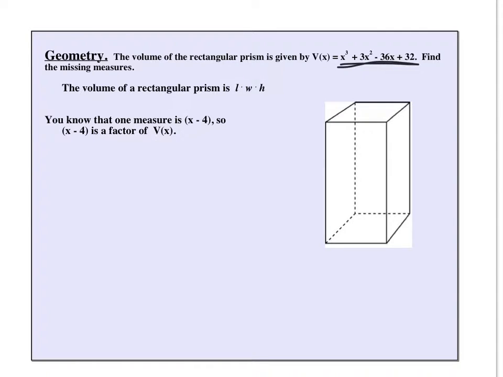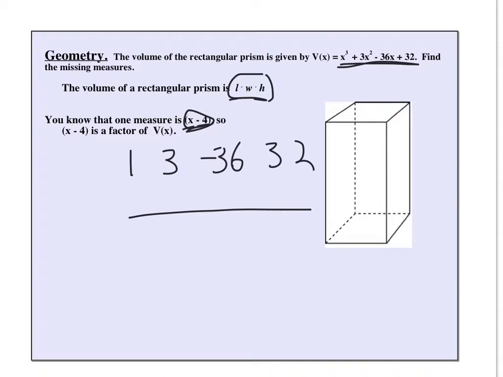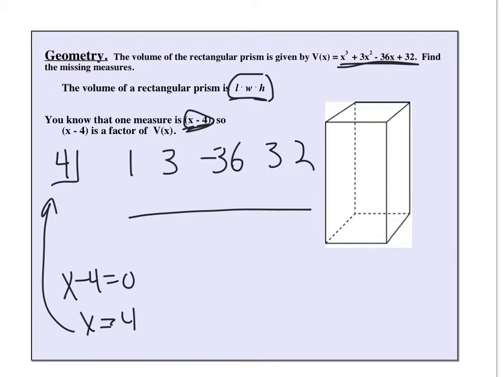So you've got that this is the volume. The volume is length times width times height. You know that one of them is x minus 4. So figure out what the other ones are going to be. I want to do synthetic division on this. So I just take 1, 3, negative 36, 32. And my factor is x minus 4, so that's just going to be positive 4. Remember, I set x minus 4 equal to 0 and solve it. So x equals 4, so that's what I use here.